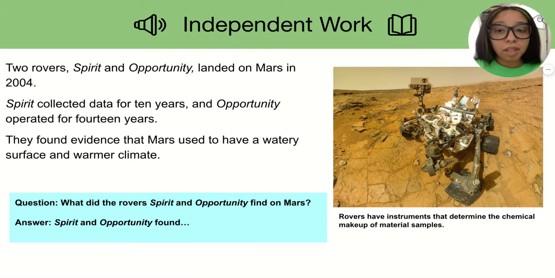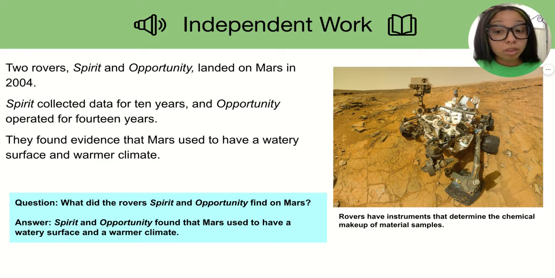Two rovers, Spirit and Opportunity, landed on Mars in 2004. Spirit collected data for 10 years, and Opportunity operated for 14 years. They found evidence that Mars used to have a watery surface and a warmer climate. Here is your question. What did the rovers Spirit and Opportunity find on Mars? You can pause the video now to answer this question. Spirit and Opportunity found that Mars used to have a watery surface and a warmer climate.